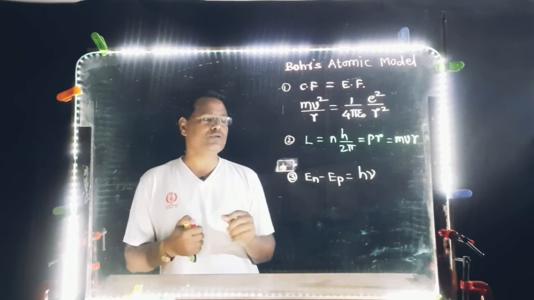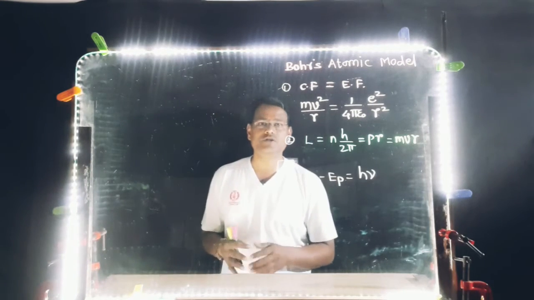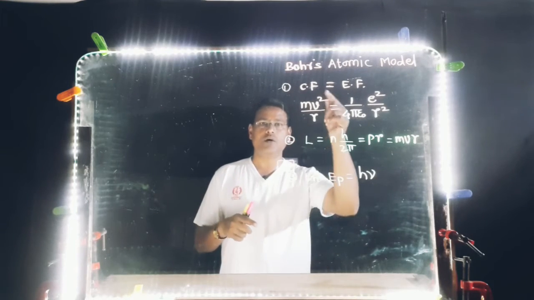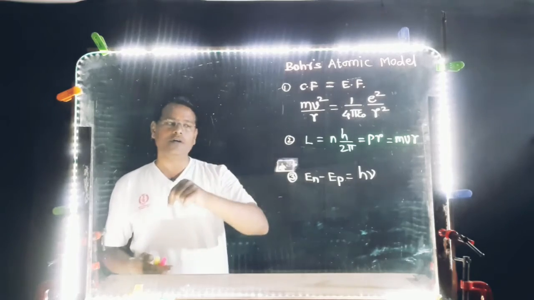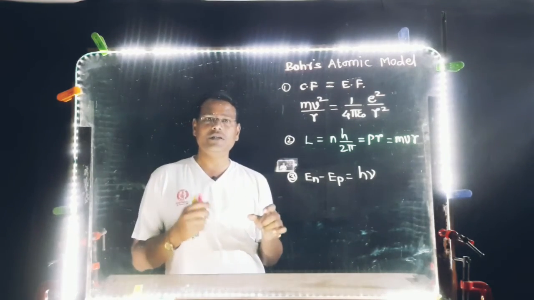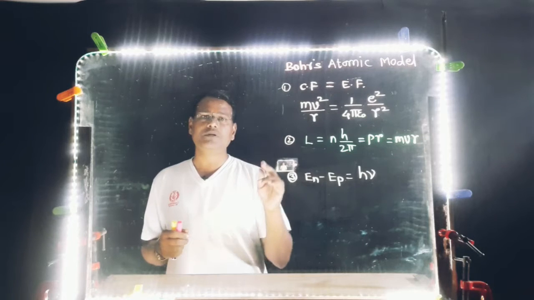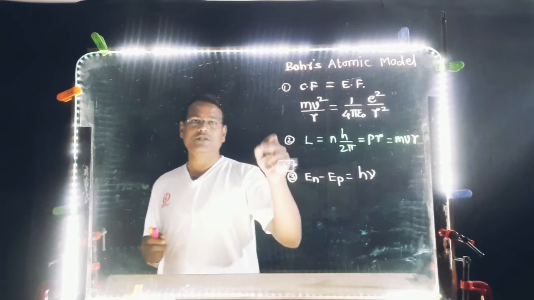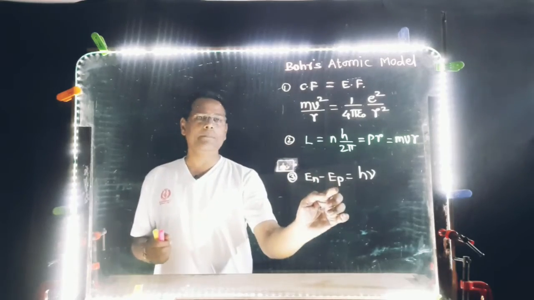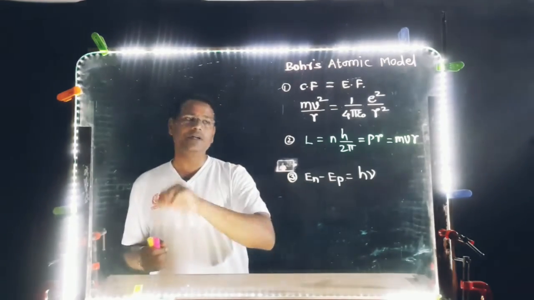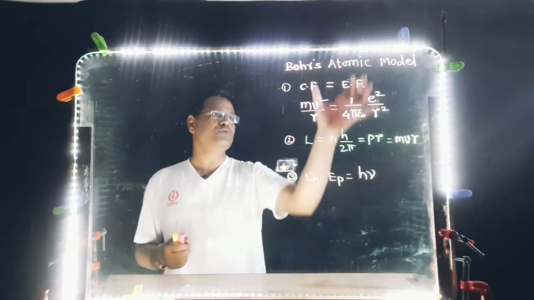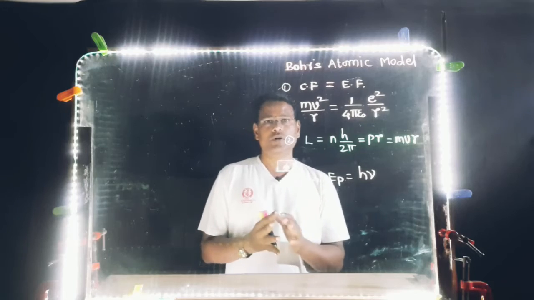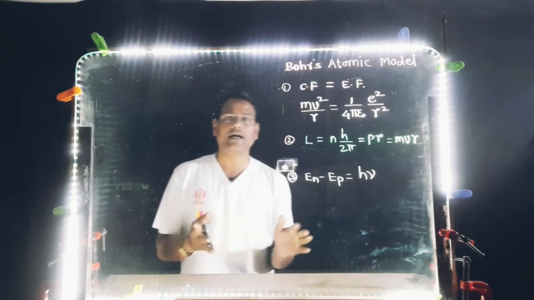So what is the third postulate? An electron can radiate energy only when it jumps from a higher energy orbit, that is the outer orbit, to an inner orbit, and that energy radiated is equal to the difference between energies of the corresponding two orbits. Here we take En as energy in the nth orbit and Ep as energy in the pth, inner orbit. So it is equal to h nu. So these are three important postulates suggested by Bohr. This is called Bohr's atomic model.